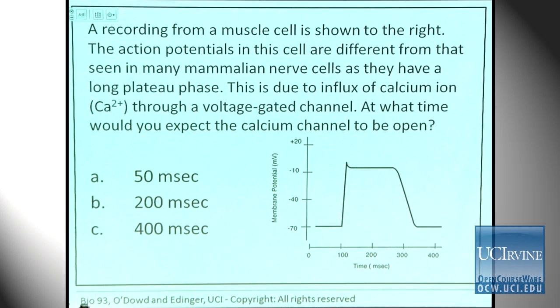This is a nice one because it has a figure in it, and a lot of times you guys get worried when there's a figure and don't do as well, but it's not that bad. So give it a try.